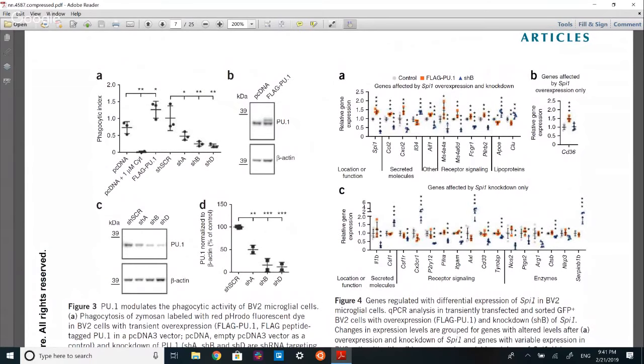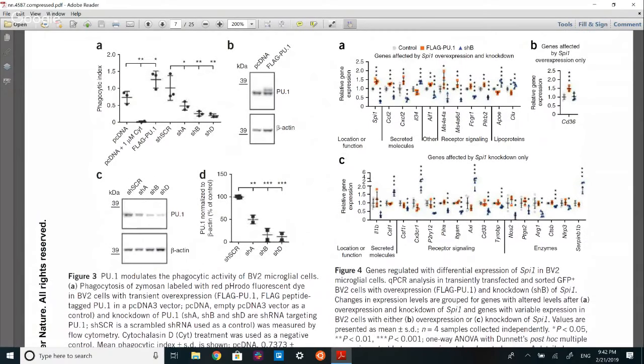And here, we also again do the SPI1 or PU.1 overexpression and knockdown and see whether it affects the other Alzheimer's genes we identified with promoter binding sites. For example, we see a significant difference in MS4A4A and MS4A6D, the mouse homologs of those genes, affected by SPI1. Intriguingly, we also see other secreted molecules as well as lipoproteins, the Alzheimer's risk genes ApoE and CLU, being differentially expressed after SPI1 or PU.1 overexpression or knockdown. And we see that again for more genes on knockdown only, including CD33 and TYROBP.